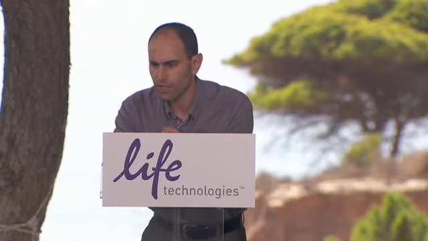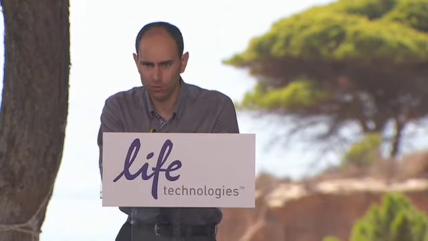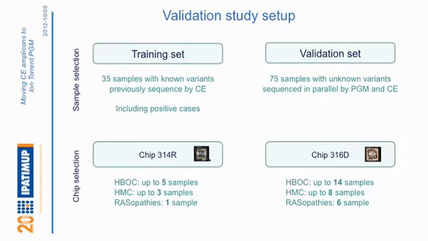So in order to have this shift running routinely in the lab, we had to make a validation study to see how powerful this technology was. And for this, we selected 110 samples from the lab and divided them into different groups. One group, which I called the training set, was composed of 35 samples for which we had previously fully sequenced with Sanger sequencing, and we knew beforehand the known variants that were present there.